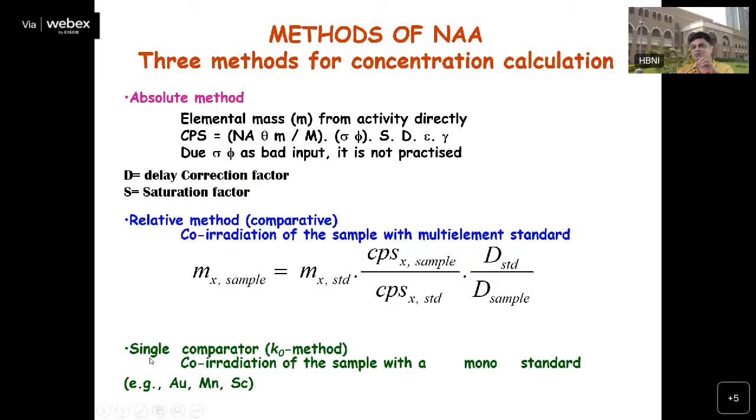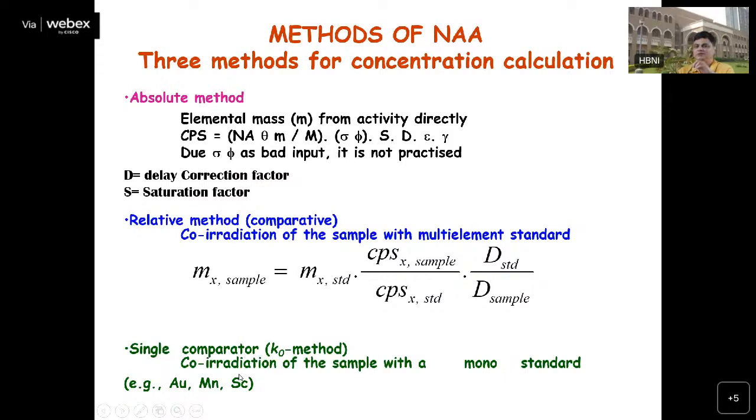Then nowadays there is one more method which is used by people who are very professional in using neutron activation analysis. That is the single comparator method. That's the term K0 method, which has been given a green signal by the International Atomic Energy Commission, that they can use these single comparator methods.